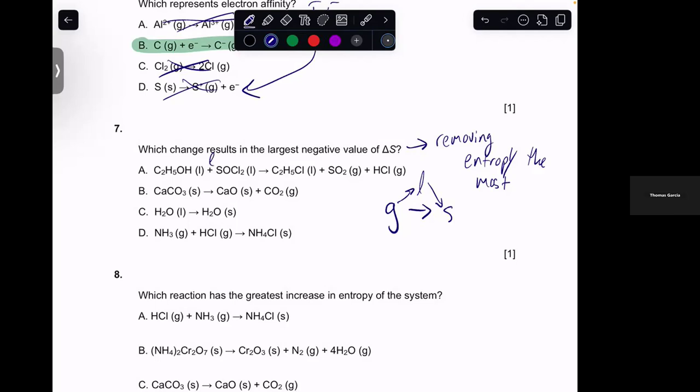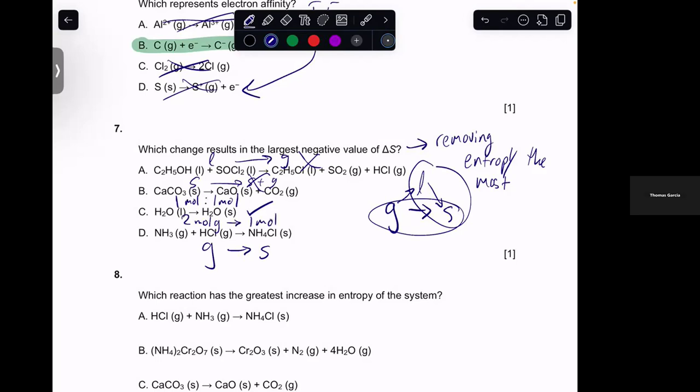So I notice I have liquid going to gas, probably not that. I notice I have solid going to solid plus gas, probably not that. I have liquid going to solid. Yeah, that's a decrease, liquid to solid. And I have gas to solid. Ooh, gas to solid is even greater of a decrease. And something more is this is 1 mole to 1 mole. Well, this is 2 mole gas to 1 mole solid. So it's got to be D. That's a really big decrease in entropy right there.